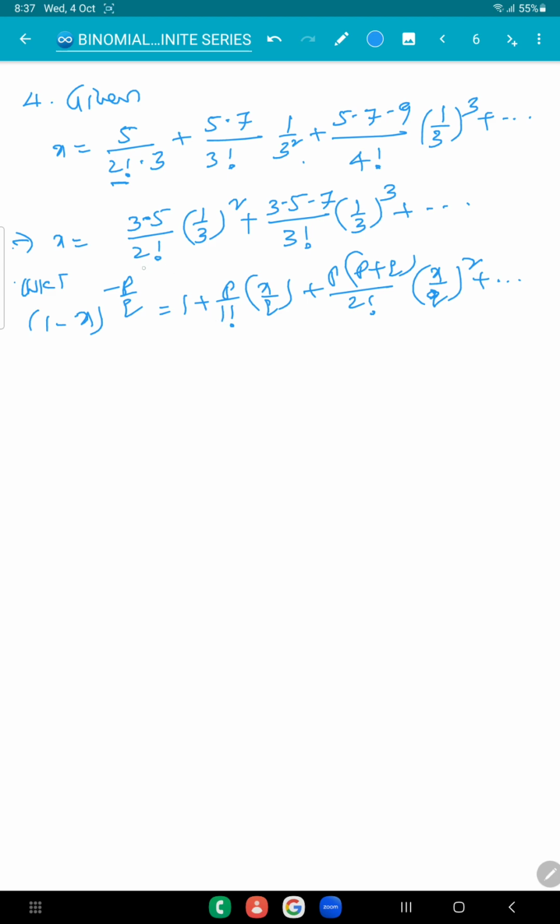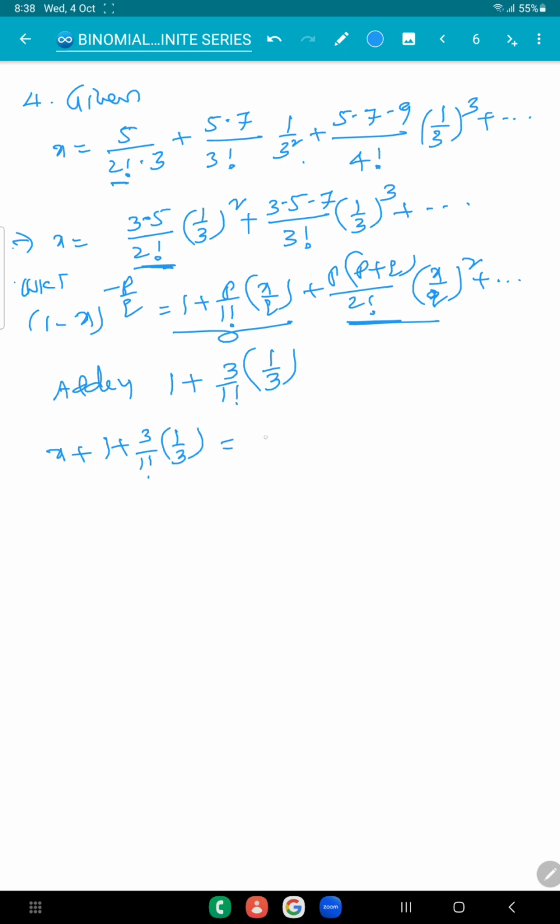So comparing means that it starts with 2 factorial. So it starts with 2 factorial. So these two terms should be added. What are those two terms? Adding 1 plus 3 by 1 factorial into 1 by 3 should be added. What is that? So 1 by 3 should be added. So adding this, x plus 1 is equal to 1 plus 3 by 1 factorial into 1 by 3 plus 3 into 5 by 2 factorial into 1 by 3 whole square plus and so on.